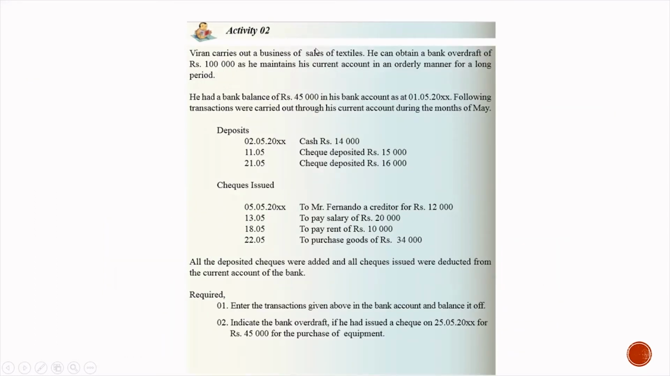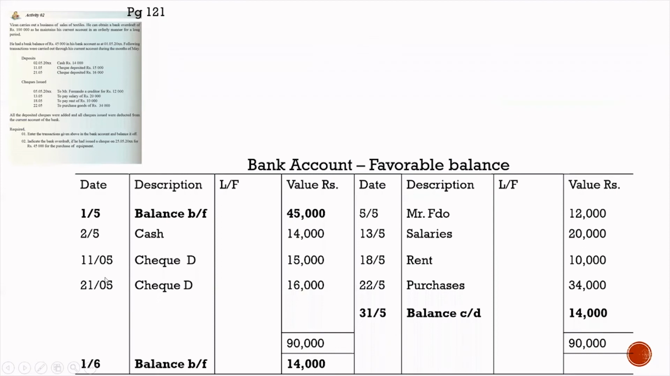So this is your activity 2 in your textbook, in lesson number 9, activity 2. This is about Viran's business, and here the deposits and checks issued are recorded. There are 2 requirements. You have to first enter them in the bank account and balance off, and then think that since you got an overdraft, you are able to issue 45,000 worth of checks more, right?